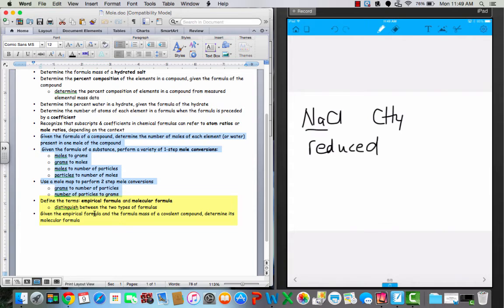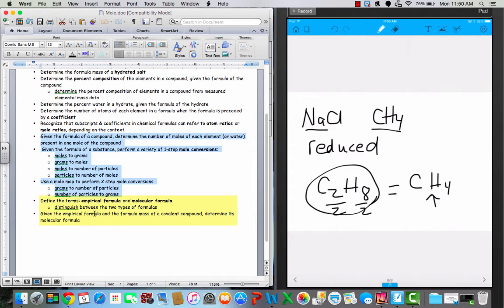If you take a look at NaCl and CH4, I can't reduce these any further. But something like C2H8, both of these numbers can be divided by 2, and so I can reduce that to CH4. So that is my empirical formula. What we call this one that can be reduced is the molecular formula.